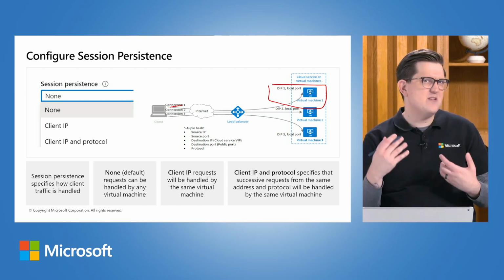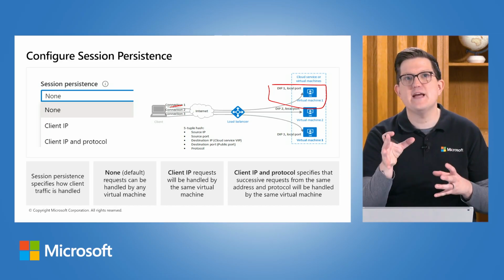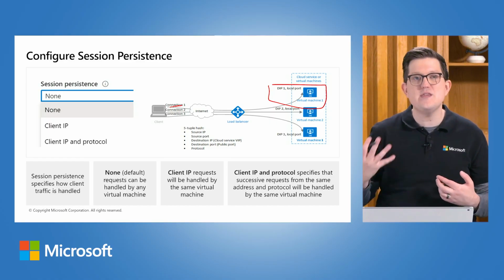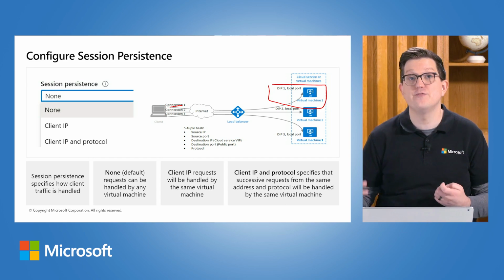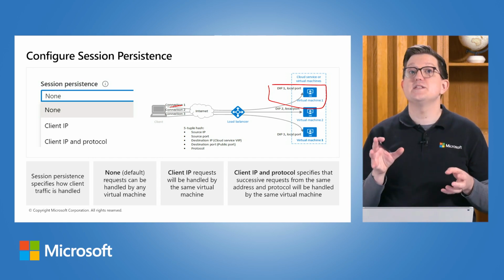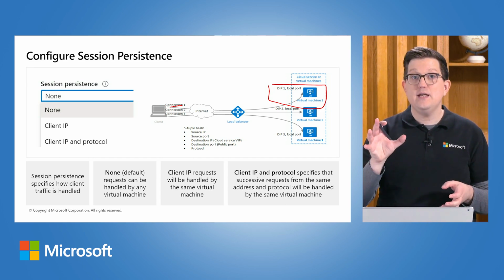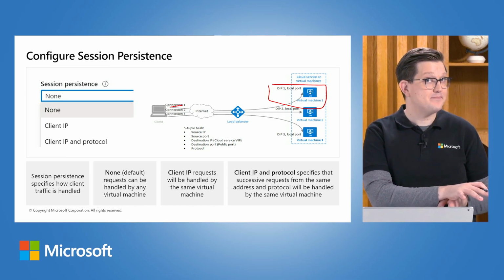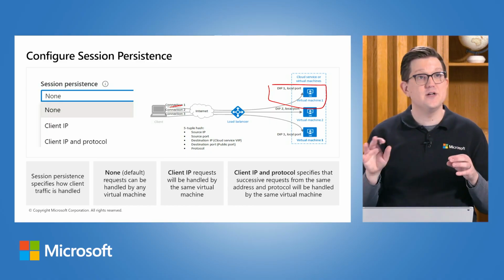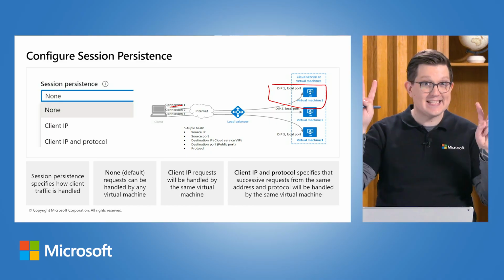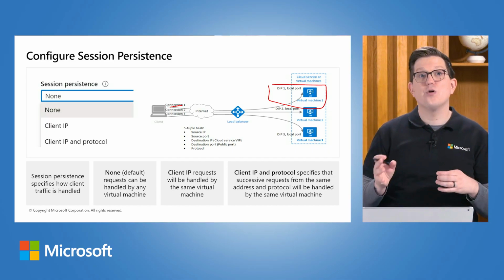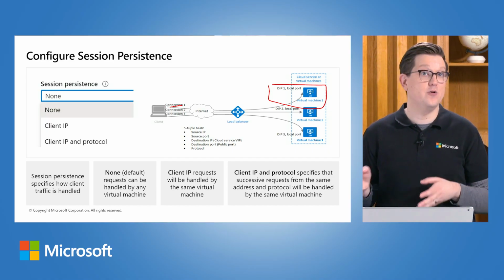Think about this maybe like you've got a shopping cart on that VM. Something that is stored that is unique to that user that we need them to keep going back to over and over again. Session persistence is incredibly useful if your application needs it and your application supports it. We've got 2 different methods of checking that someone is the same every time, either by using their client IP or a combination of IP and protocol together.